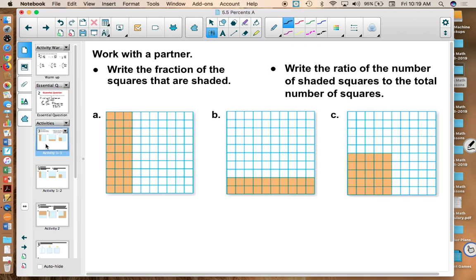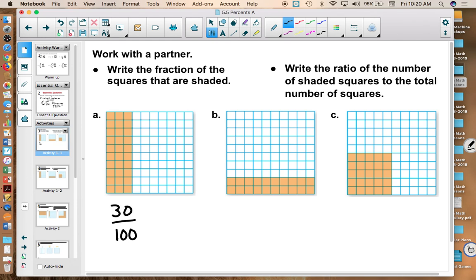All right. Write the fraction of squares that are shaded. That's pretty easy. How many squares are shaded? Well, first of all, how many squares are there in the whole piece? 100. Okay, so I got to have my denominator. I was doing this on IXL. So how many squares are shaded in A, Jaden? 30.